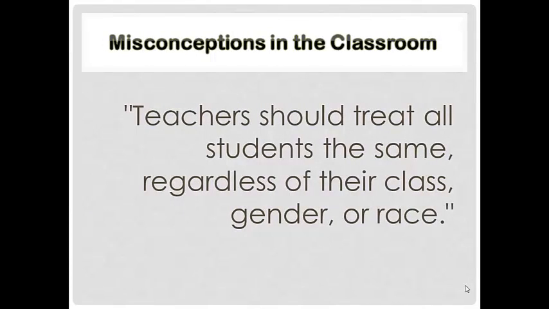Another common misconception in the urban classroom is that teachers should treat all students the same, regardless of their class, gender, or race. This belief leads to teaching methods that do not take into account the diversity of an urban classroom. Treating all students as the same ignores culturally related variations in the classroom. Teachers should focus on the factors that the students truly have in common, such as the local urban environment, the school environment, and current and recent events.